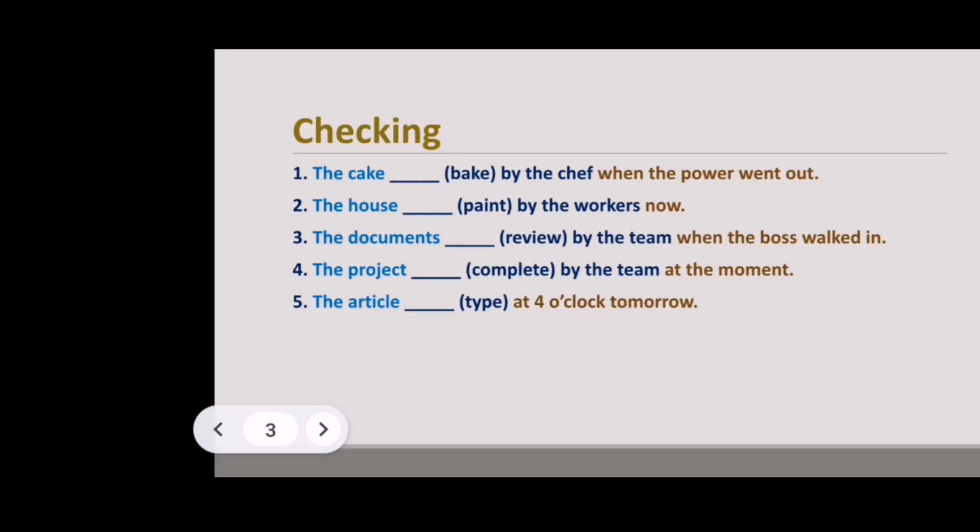Time for checking. We have 5 sentences here. It's necessary to use the verbs in brackets in the correct form. Pause the video, take your time, and pay special attention to the subject of the sentences in blue and to the time clauses or markers in brown.